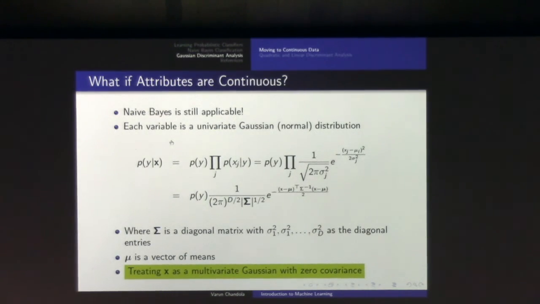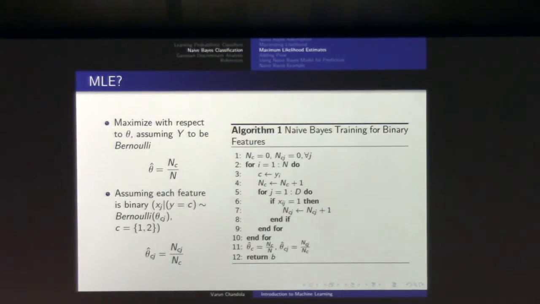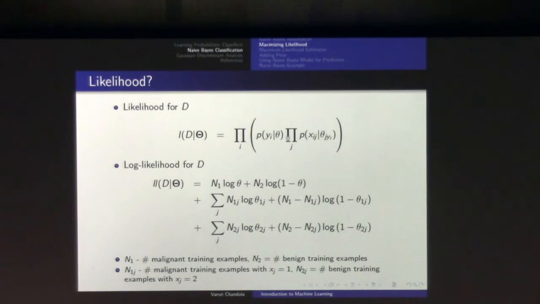What happens then? The quick answer is that you can still apply naive Bayes, because what naive Bayes asks for is that if you want to find the probabilities, all you need to know are these probabilities. If your attributes are not discrete, if they're not binary, then of course you cannot model them as a categorical distribution. You cannot model it as a Bernoulli distribution, but you can model it as something else. And then the naive Bayes assumption can still be applied and you can still work with it.